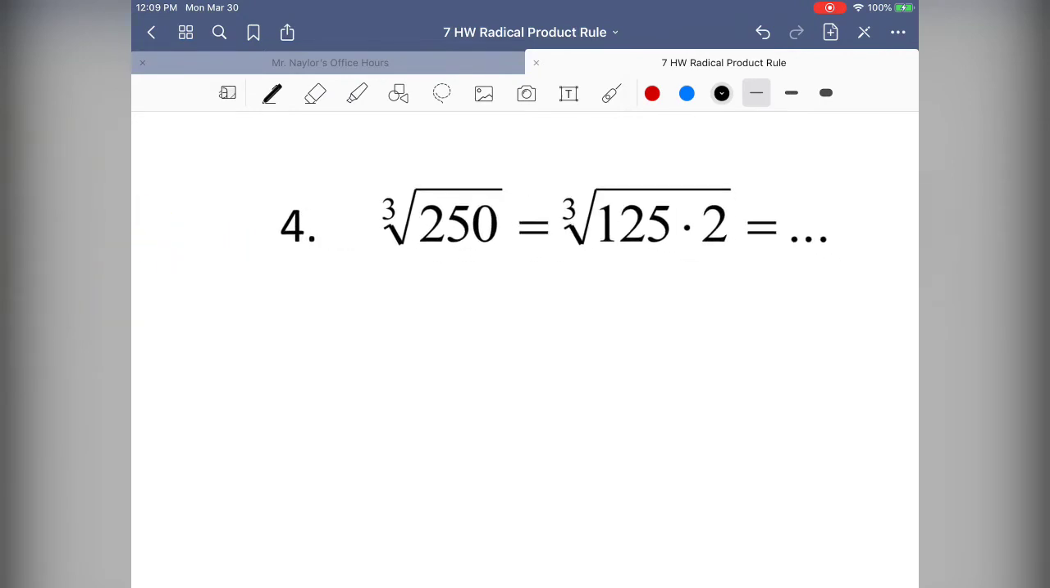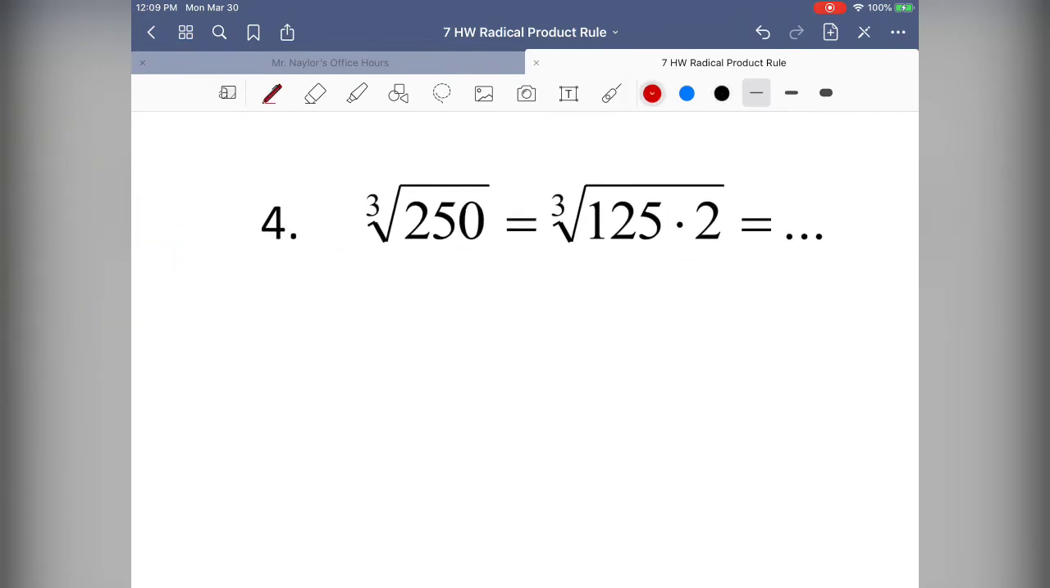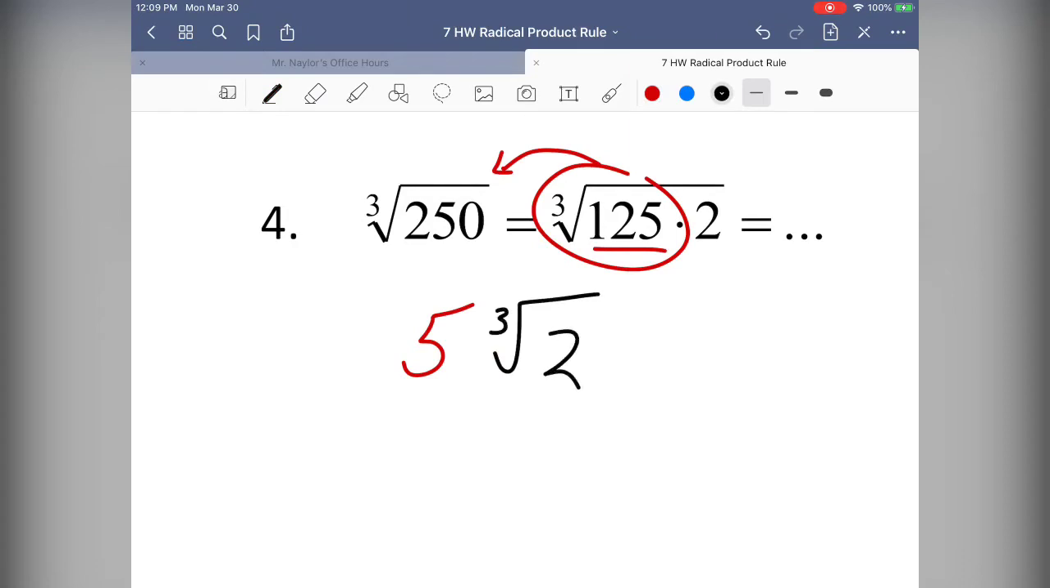Now here I helped you think about a perfect number that's inside of 250. I gave that number to you, it's 125, but do you realize that you can do the cube root of 125? That's going to go all the way back down to 5, and it leaves behind the 2. Nothing changes there, so the cube root of 125 is 5, but when we simplify this answer, we get 5, the cube root of 2.